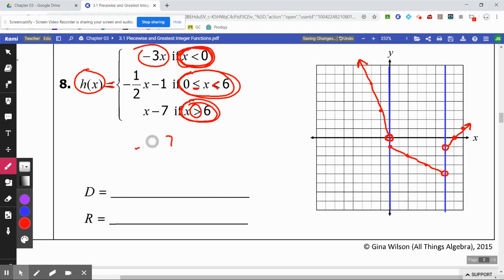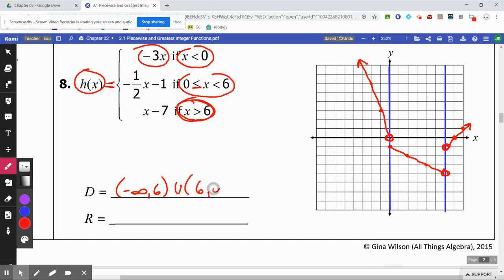Now let's talk about domain, and that's the part I said we were going to discuss again, because your domain is all things below 0 and then from 0 to 6, including 0 here. So that'd be all things all the way up to 6. And then what happens at 6? I didn't graph 6 here. I didn't graph 6 here. If you look over here, there's an open circle at 6 and an open circle here at 6. 6 is not included. So my domain would be all things from -infinity up to 6, not including 6. And then all things from 6 to infinity, again, not including 6.